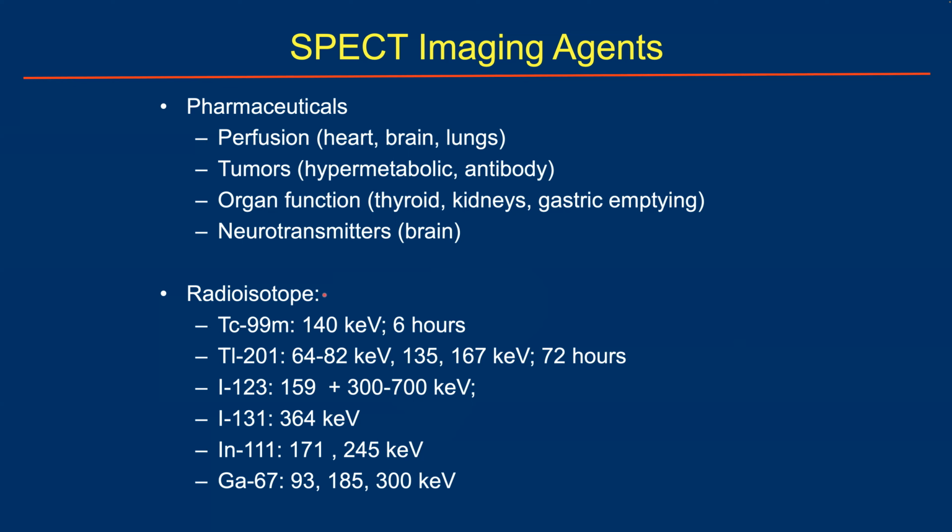The commonly used radionuclides in SPECT imaging are technetium, which has 140 keV photons with a 6-hour half-life, and thallium, which is commonly used for cardiac imaging, and iodine-123, which is commonly used for brain imaging, and iodine-131, which can be used for thyroid imaging and also some other imaging. The other commonly used radiopharmaceuticals include indium-111 and gallium.